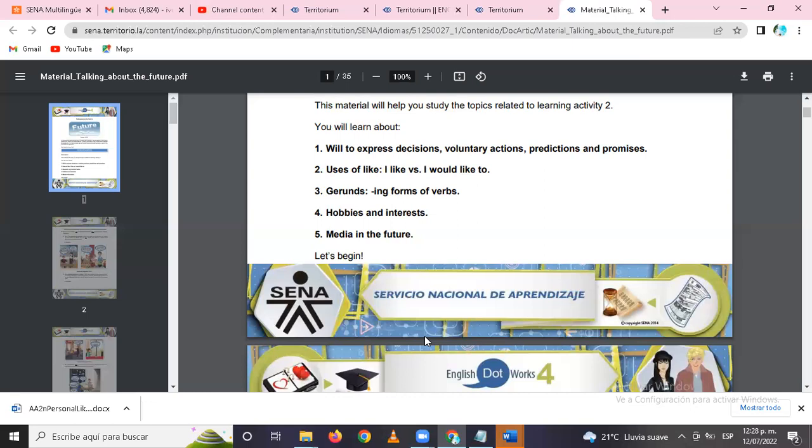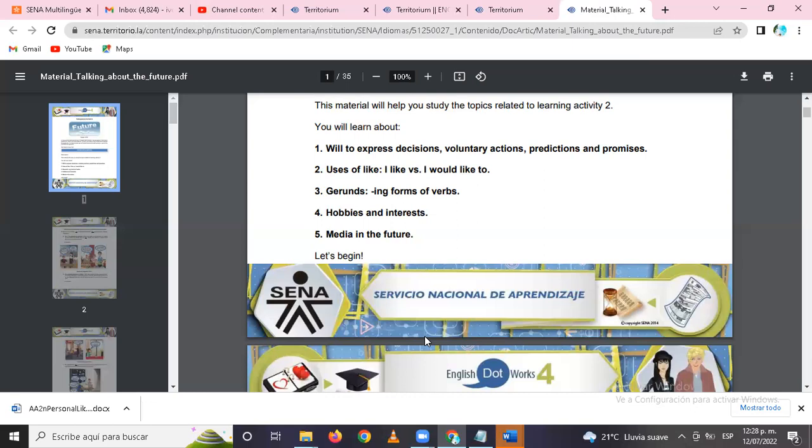So we'll look at gerunds, habits and interests, but this is just vocabulary, and media in the future is also vocabulary. So the main topics for today are the first three. Okay, so will to express decisions, voluntary actions, predictions, and promises.